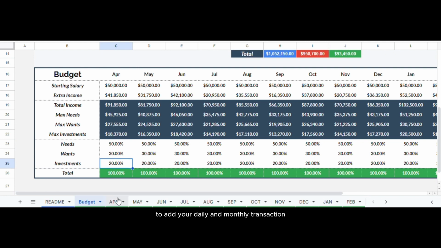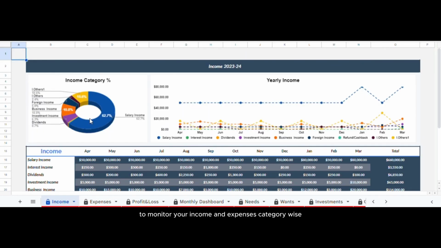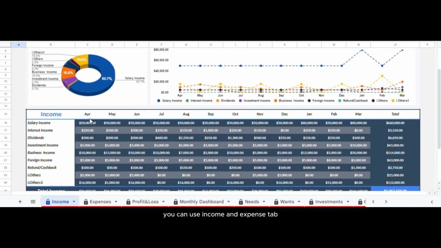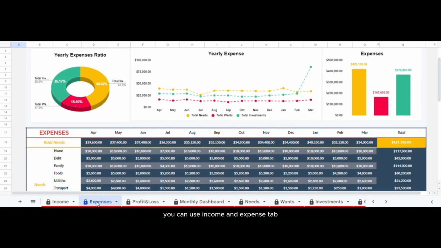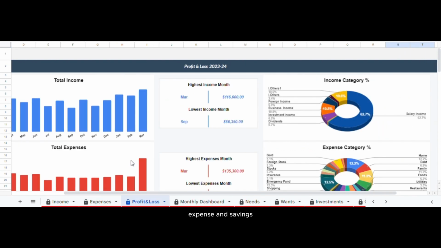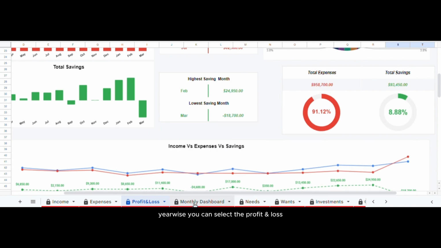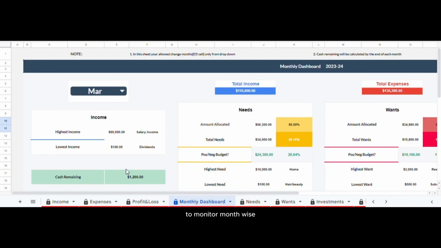To add your daily and monthly transactions, you can use any of the 12-month sheets. To monitor your income and expense category wise, you can use the income and expense tab. To monitor your income, expense and savings year wise, you can select the profit and loss. To monitor month wise, you can use the monthly dashboard.